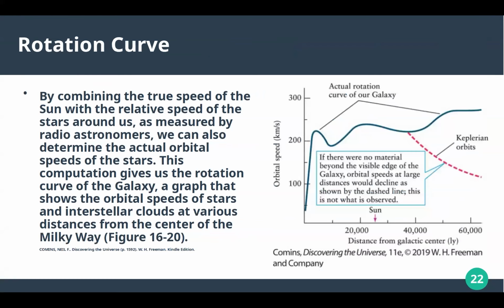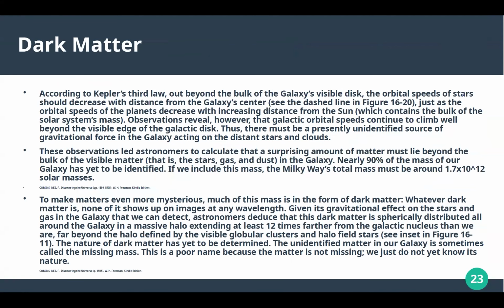If it were only Keplerian and there were no mass outside of the galaxy, then it would follow the red dashed line. However, it actually follows the blue line, which means that there is some unaccounted for mass in the galaxy or outside of the radius of the galaxy.